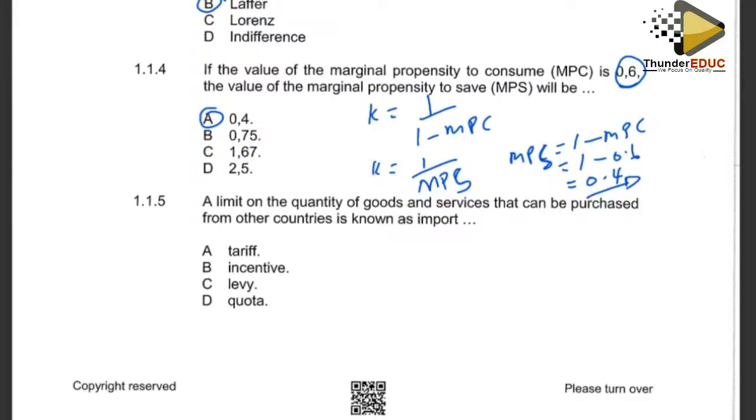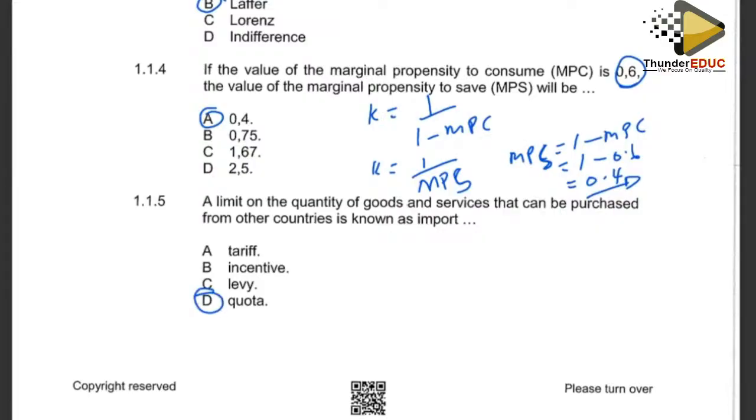Then we talk of a levy. Levy in this regard, we refer to a charge. So now we have a quota. A quota refers to a limit of quantity, or a certain quantity that is allowed to be imported in a certain country. So it means in this regard, our appropriate answer is going to be D.